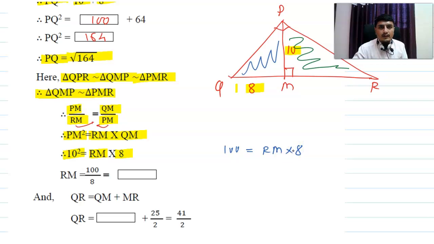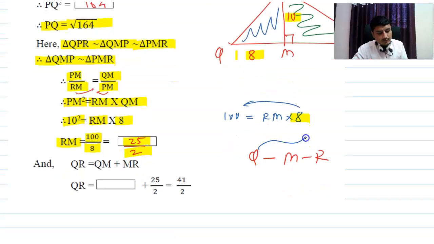Now our target is to find first the value of RM. So shift 8 from RHS to LHS. After interchanging, RM equals 100 divided by 8. 4 twos are 8 and 25 fours are 100, so the value of RM is 25 divided by 2. Now look at the triangle: the points Q, M and R are collinear, so QR equals QM plus MR. So here we have QR equals QM plus MR.